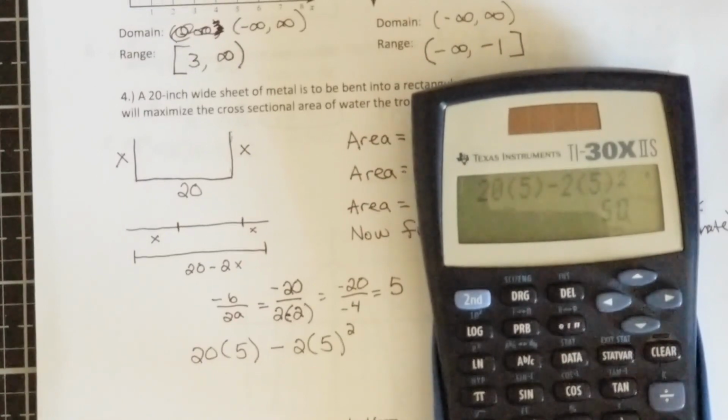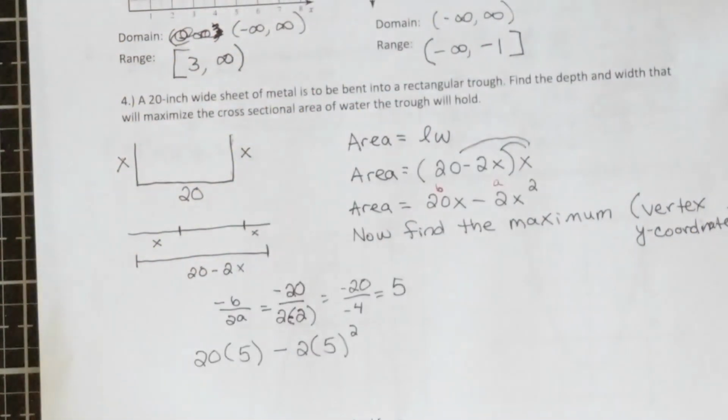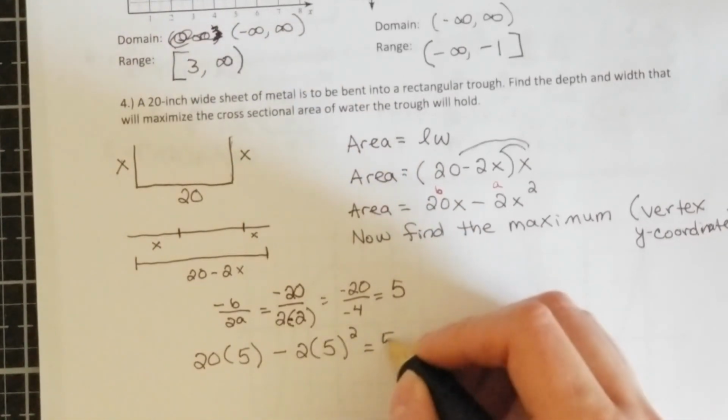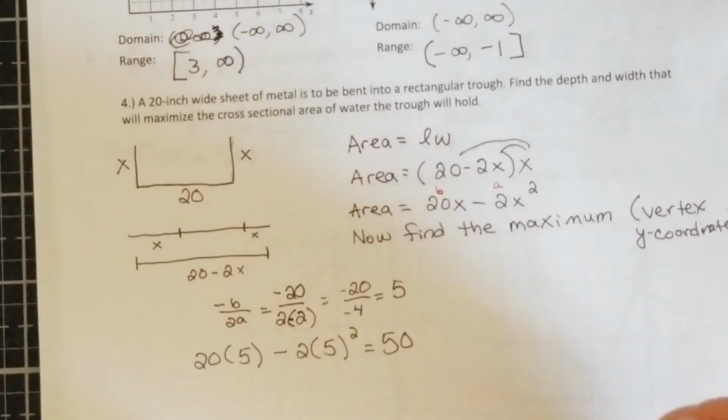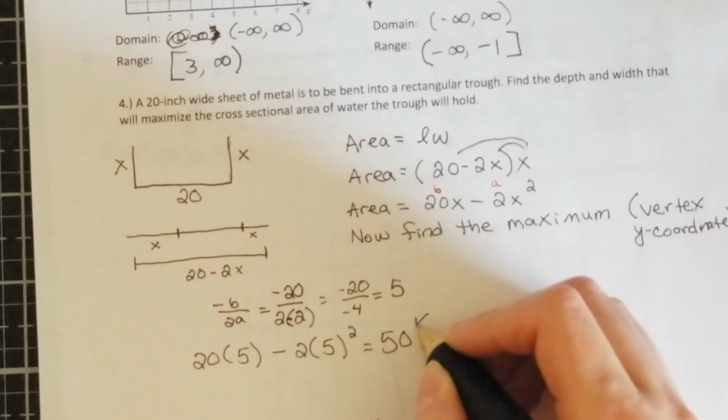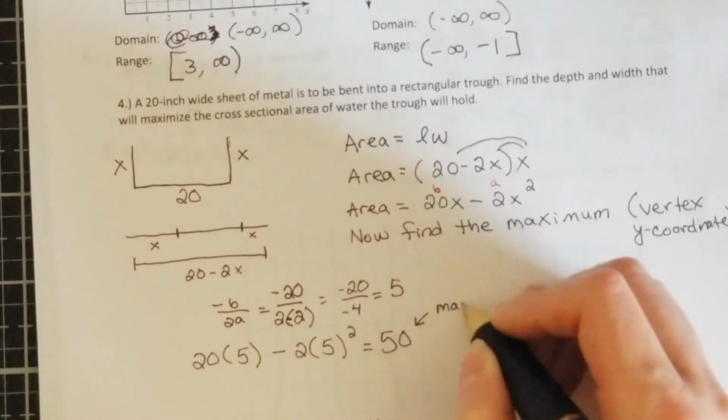So when I do that, I get 50. All right, so the maximum volume would be 50, okay? But it asks for the depth and the width. But if your question asks for the maximum, that would be 50.